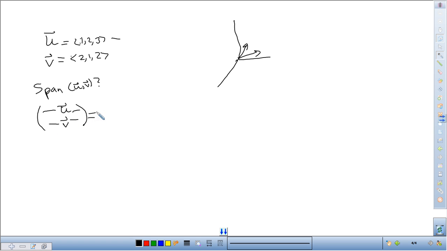Okay, so let's write this out, this matrix. Let's see if I can do this. 1, 2, 3, 2, 1, 2. Okay, now with this matrix, what we're going to do is we're going to row reduce this.